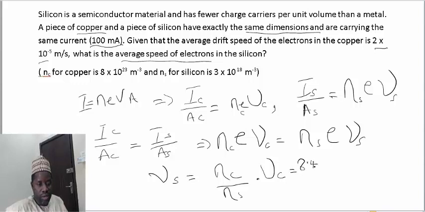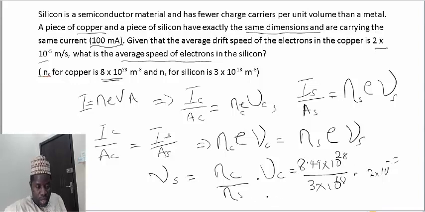Doing this successfully, the charge carrier density of copper, n_C, is 8.49 times 10 to the power 28. That is the one given in the free. I think we need to correct this one; this one is not correct. This is the correct value, over the density of silicon, which is 3 times 10 to the power 18, times the velocity in copper. Velocity in copper is 2 times 10 to the power minus 5.